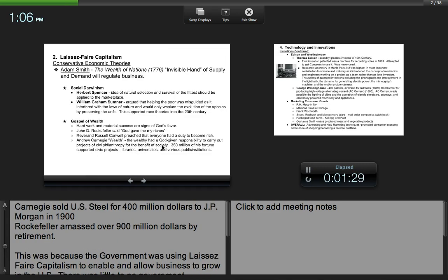We went over this in class, but remember Adam Smith and the idea of the invisible hand of supply and demand is super, super important. We got to understand that.